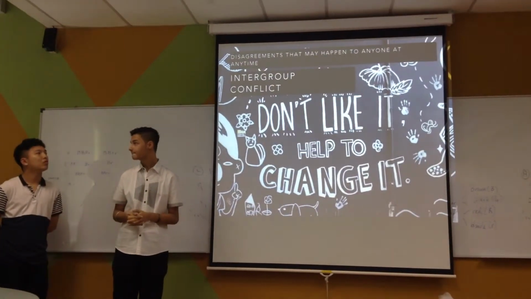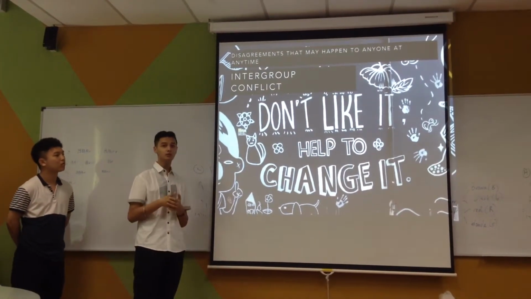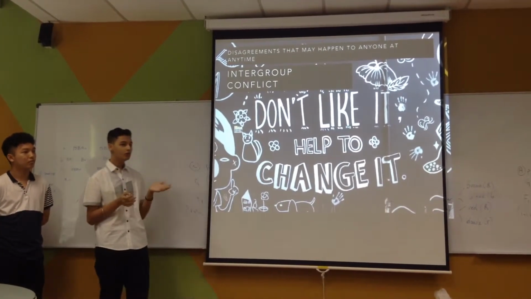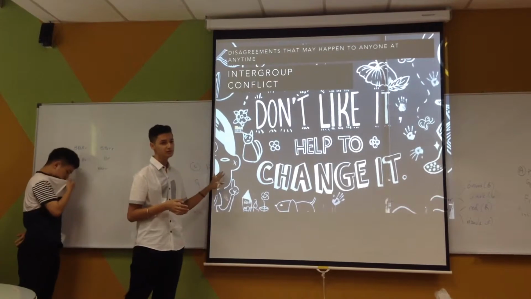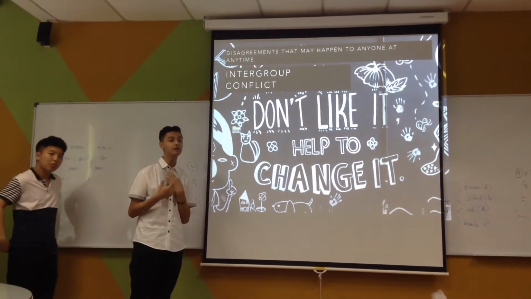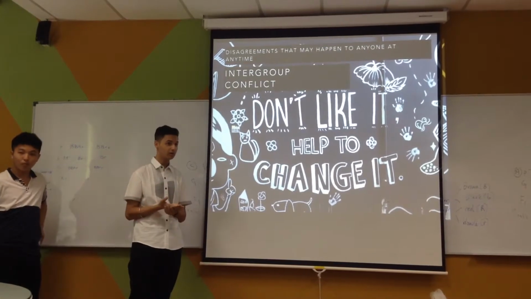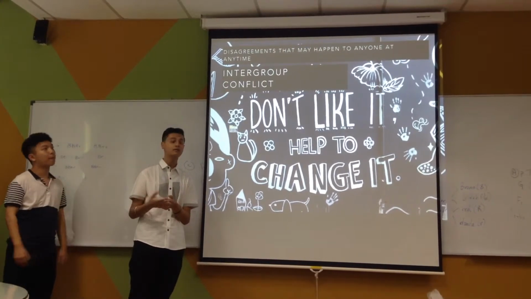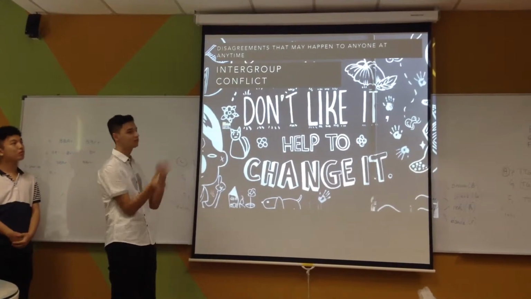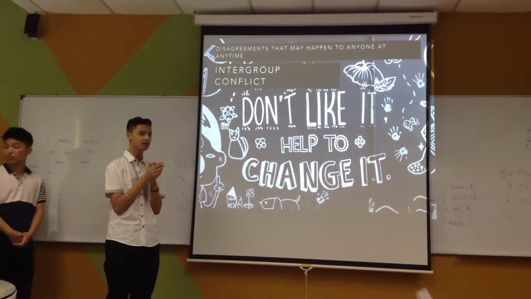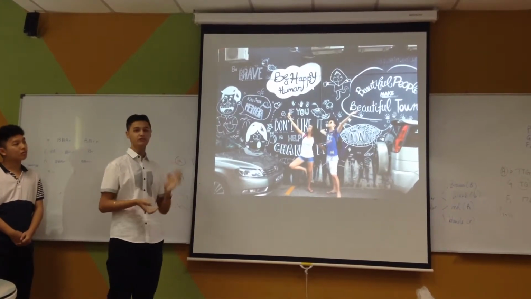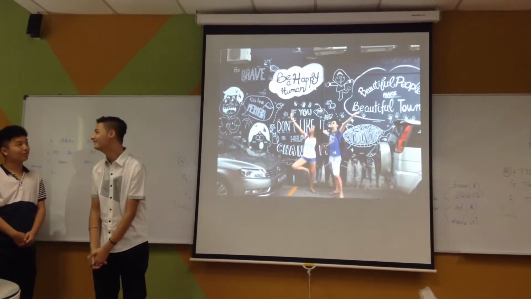Next, and last but not least, is intergroup conflict. It's a disagreement that may happen to anyone at any time. For example, the conflict that happens between the mural and us would be, "Don't like it, help to change it." For example, if we're a person that complains a lot about how somebody is not doing work, if we don't like it, we're supposed to change it. This is the conflict happening between us and the mural, and that's how we're supposed to change it. This is proof that we went to the mural.